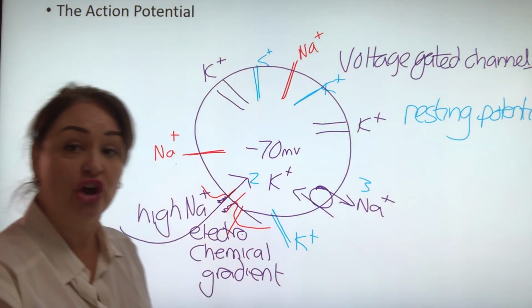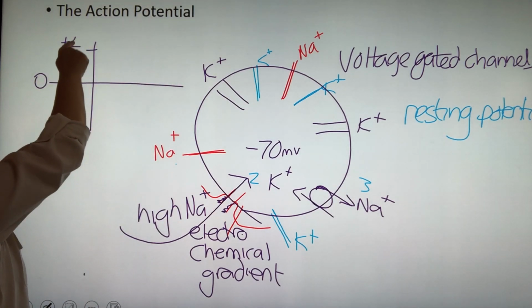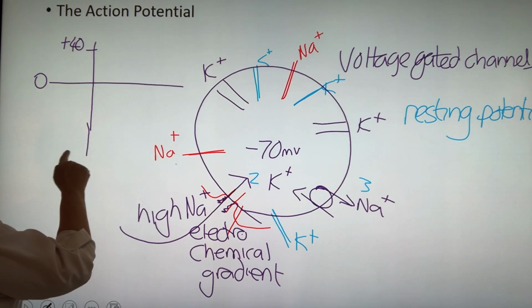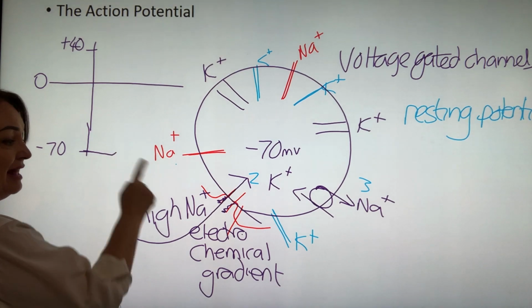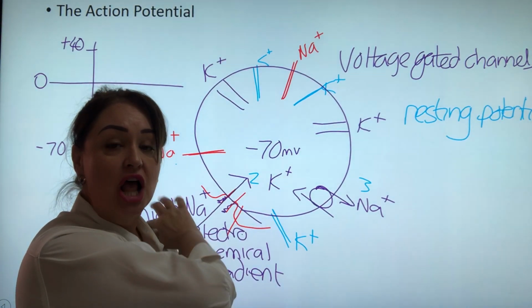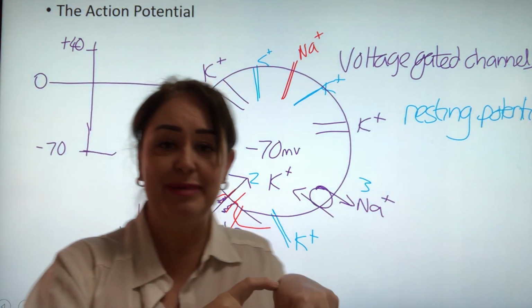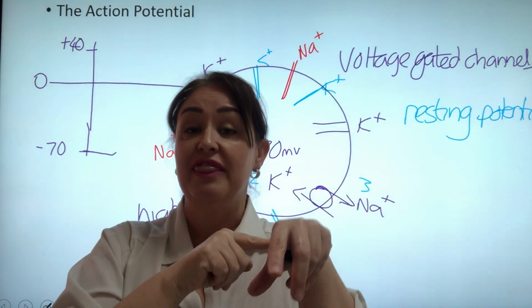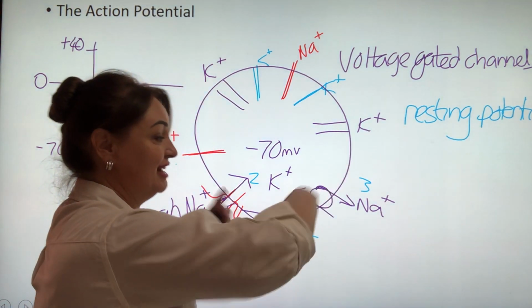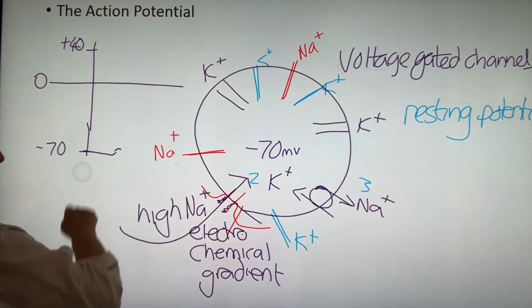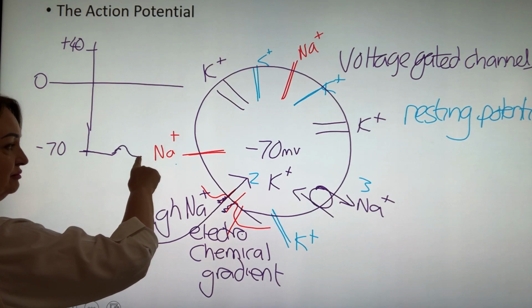So let's just think about it on a graph for a second. We've got 0, I'm just plucking these numbers out of thin air. We've got plus 40 and we've got minus 70. We've got resting potential, and then we get a disturbance in that because we get some sodium ions moving in. Now, if it's not a very big touch, if it's not a very big distortion of the membrane, then what's going to happen is the sodium potassium pump is going to kick in enough that it's going to sort it out and bring it back down again to its resting potential.